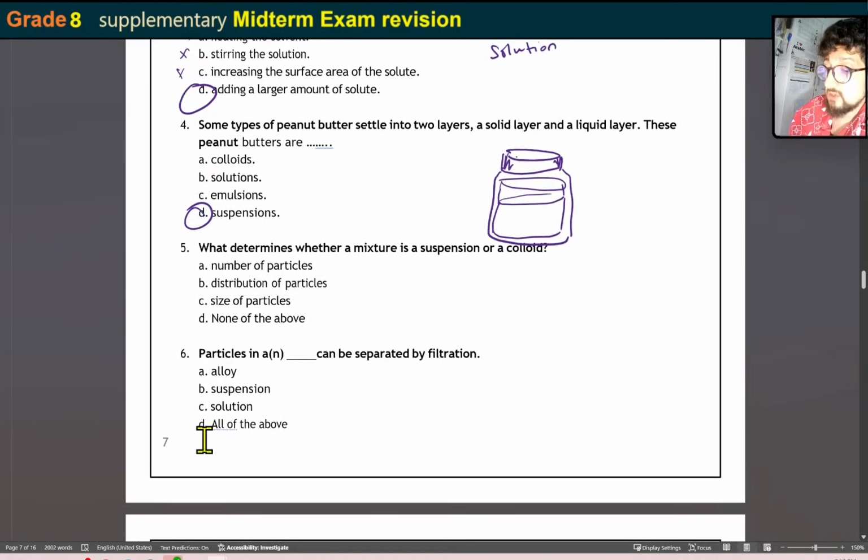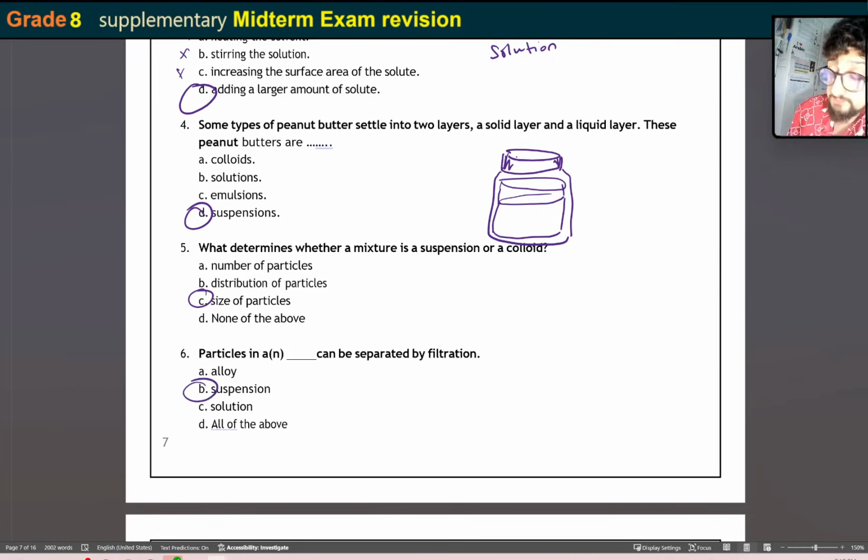What determines whether a mixture is a suspension or a colloid? The size of the particles is a big one, because the particles in a suspension are bigger and they settle at the bottom, whereas the particles in a colloid are much smaller and they stay dispersed, so they don't settle, they don't separate. Particles in a what can be separated by filtration? So once again, that's in a suspension.